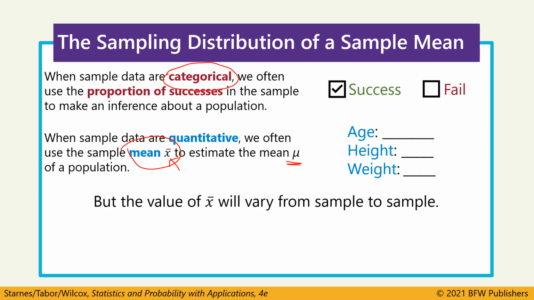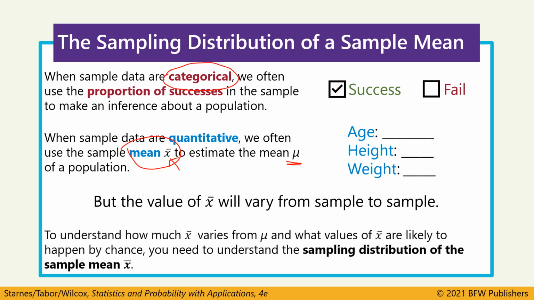Just like our sample statistics from proportions, x bar is going to vary from sample to sample as we're using it to estimate the true population mean, which is constant. To understand how much this sample statistic varies from the population parameter, we're going to talk about the sampling distribution of a mean.